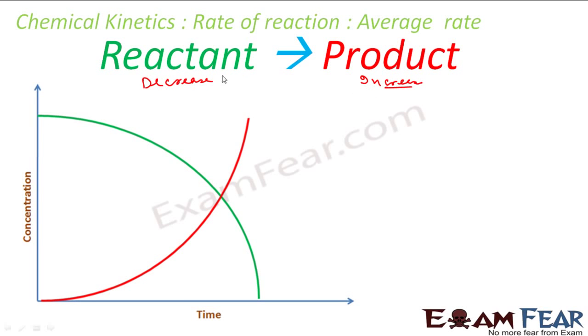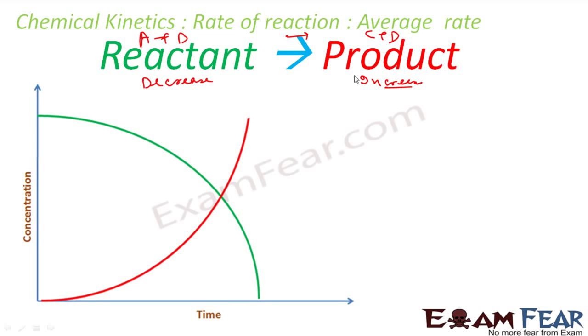Correct? Either the rate of decrease in concentration of any one reactant. Let's suppose you have A plus B is equal to C plus D, or let's suppose you have A plus B here and you have C plus D here. So when you talk about the average rate, it is nothing but the rate of decrease in concentration of any one of the reactants, for example A or B.